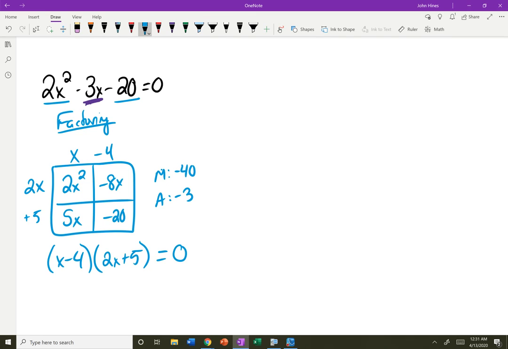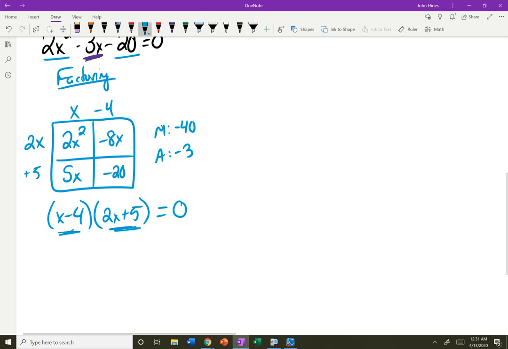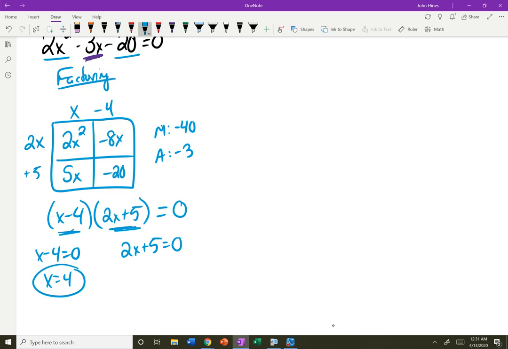So now I can apply the zero product property. If two things multiply together and make 0, one of these two things is 0. That factor is 0, or this factor is 0. So I get x equals 4, or I have to do a little more work over here. 2x is negative 5, so x equals negative 5 halves. Notice I got rational answers because I was able to factor it.